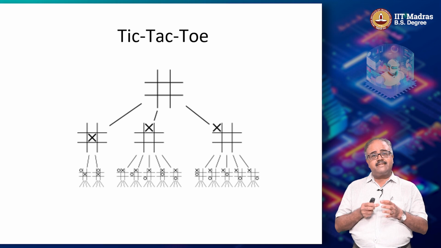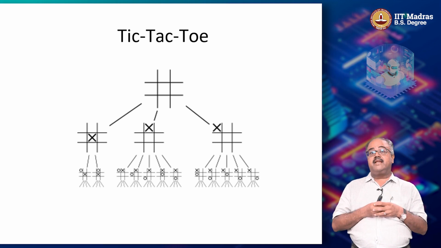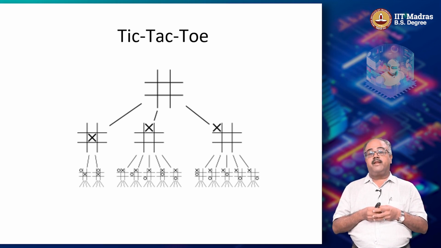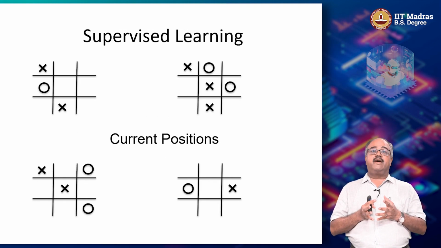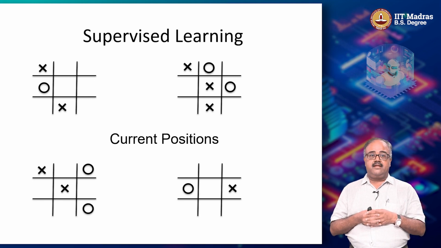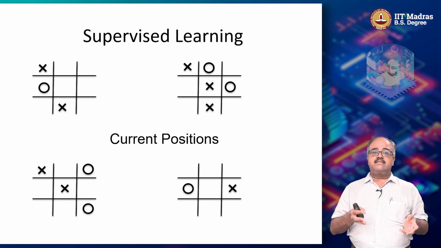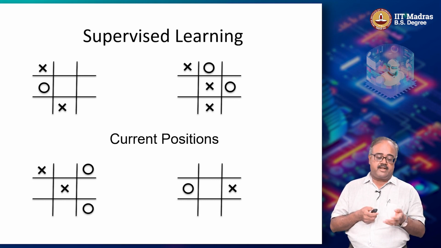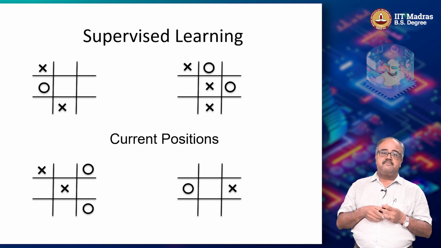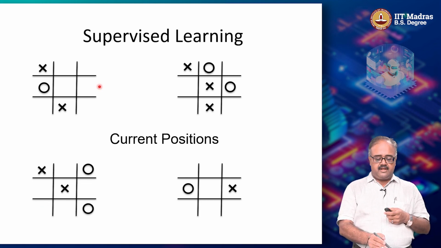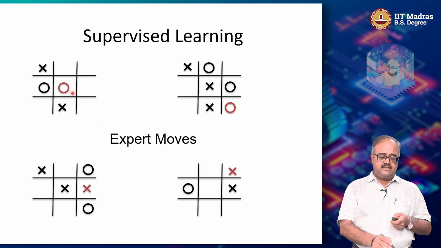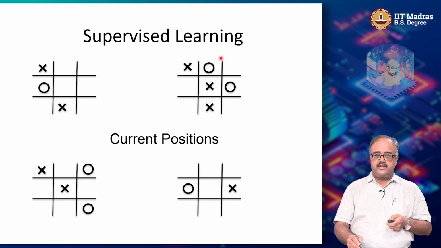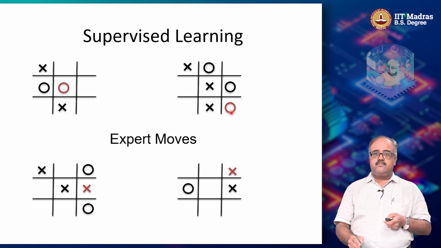So how will I set things up so that a machine learning agent learns how to play tic-tac-toe? If it's going to be a standard supervised learning setting, what I'm going to do is give a set of current positions. It could be like this. You can see the various current positions that are there, and then you do something like this. If this is your current position, then this is the correct move that you have to make. Or if this is your current position, then this is the correct move you have to make.